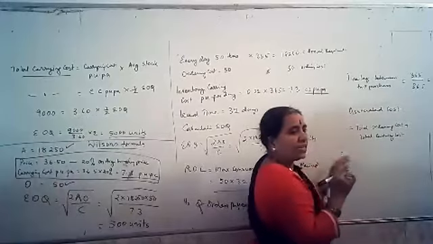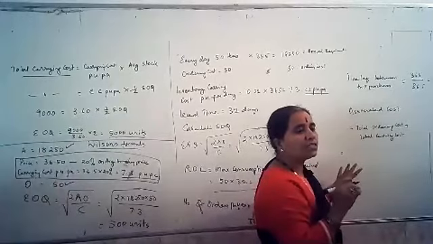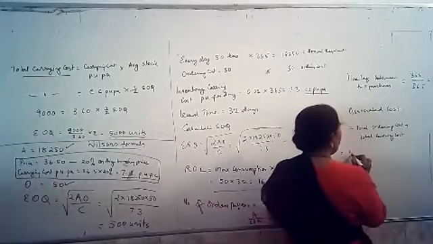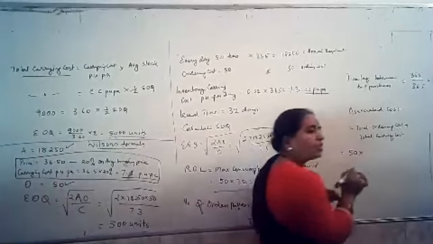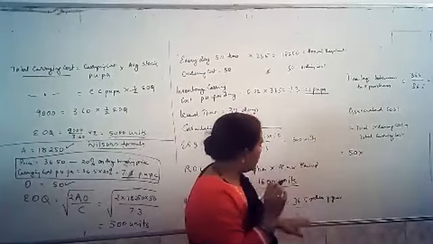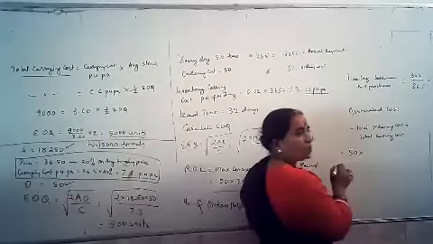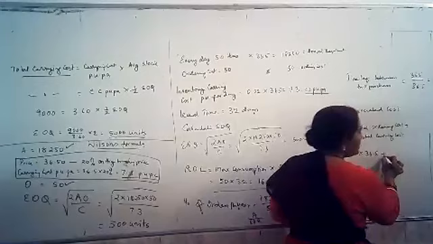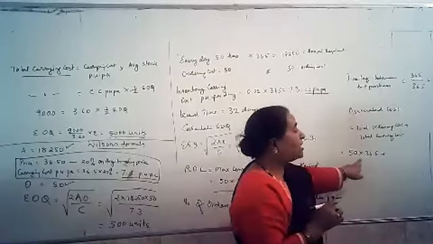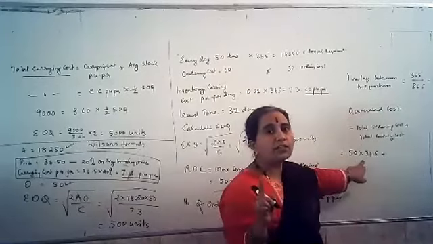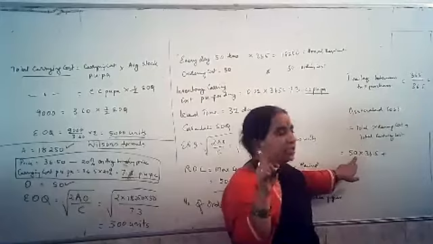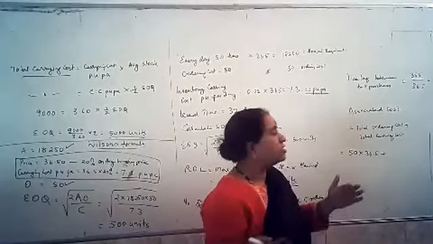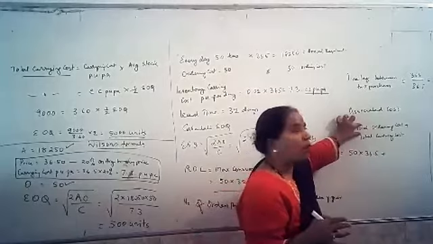In this problem, what is the total ordering cost? How much are they charging to place one order? 50 rupees. So 50 rupees, how many orders are you ordering in a year? 36.5. So 50 rupees into 36.5, this is my ordering cost. 50 rupees per order and 36.5 are the number of orders I am placing every year. So 50 into 36.5, this is my total ordering cost.